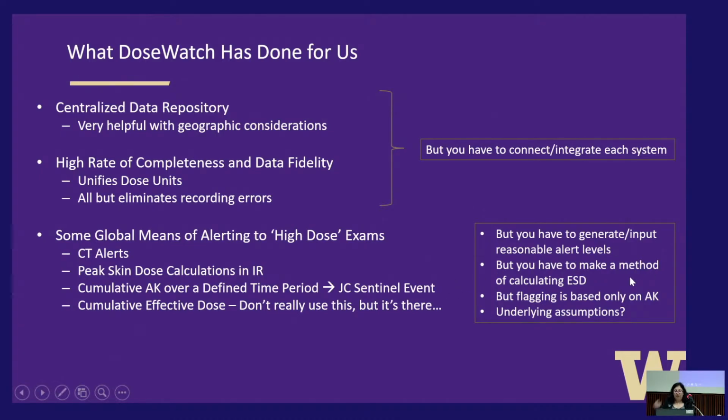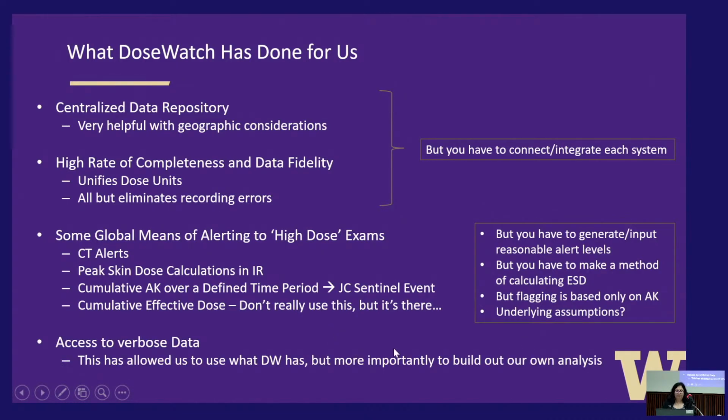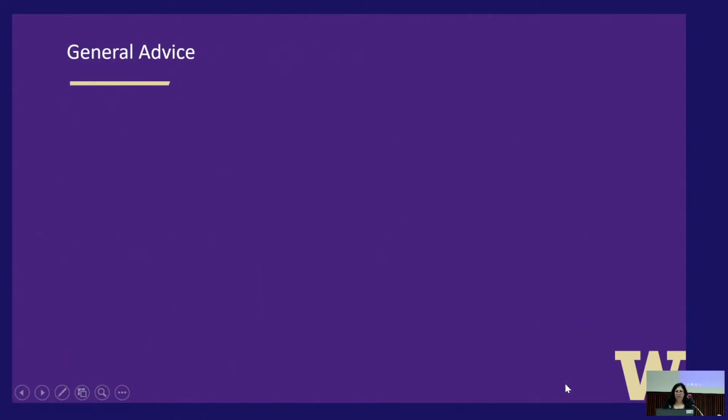You have to make a method of calculating the entrance skin dose for fluoroscopy procedures. I'll talk about that a little bit. Flagging is based only on air kerma in Dosewatch, not on skin dose. And of course, all your underlying assumptions that you're going with when you're going from air kerma to entrance skin dose for fluoroscopy. And access to all the data, right? We can see what Dosewatch has and then build our own analysis by connecting it to Tableau.